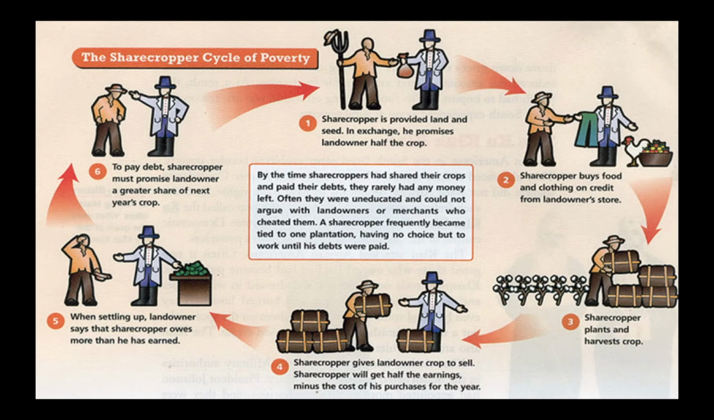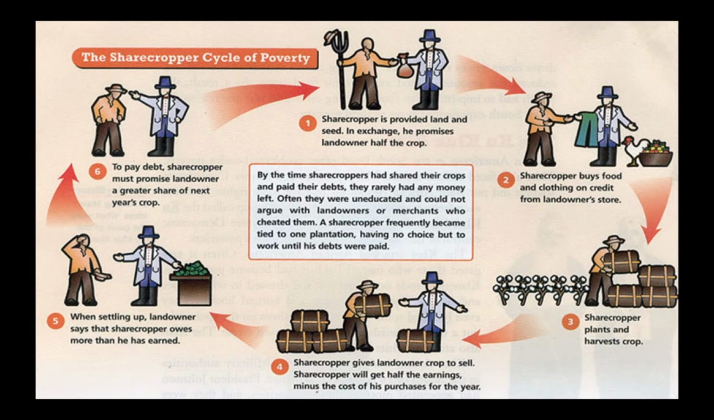But now your percentage of profit just went down, because now you owe that person even more. So maybe you're supposed to give them 50% of their crops. Well, guess what? Now you're giving them 75% to pay for your food for the year and your clothes. Okay, no big deal. I mean, 25%, you're still going to make a little money, right?